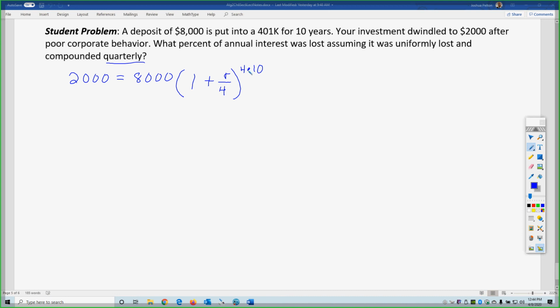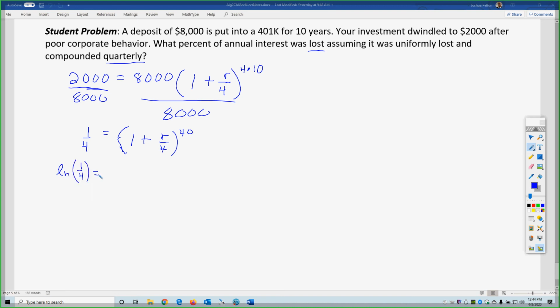Okay. So we don't know the interest rate. All we know is we lost money. So it should be a negative answer in the end if we do this correctly. So we'll divide by the 8,000. Okay, so that gives us 1/4 equals 1 plus r over 4 to the 40. So do some kind of log to get that 40 down. I'll just do a natural log. That's my preference.